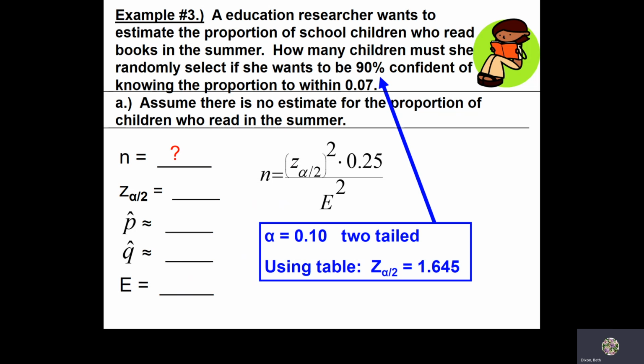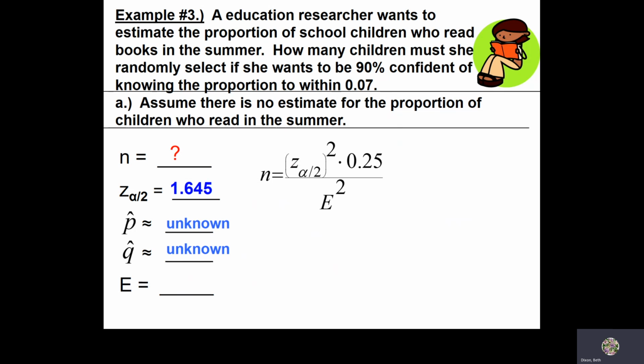Our z alpha sub 2: our confidence is 90%, that gives us 10%, which is two-tailed. Using our table, that gives us 1.645. Our p hat is unknown. Our q hat is unknown. That's what the A part says. And our error is 0.07. Because our p hat and q hat are unknown, that is why the value is 0.25.